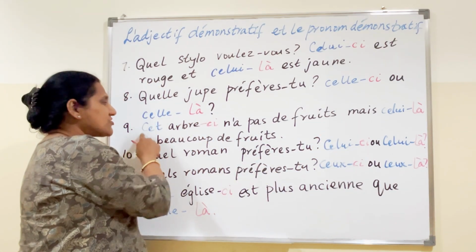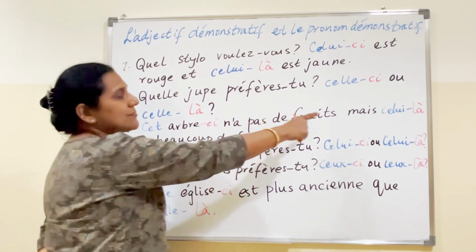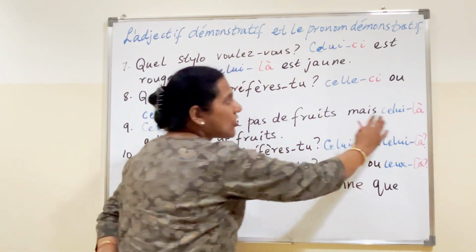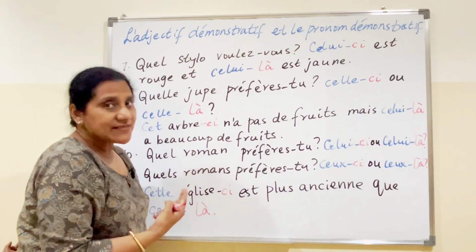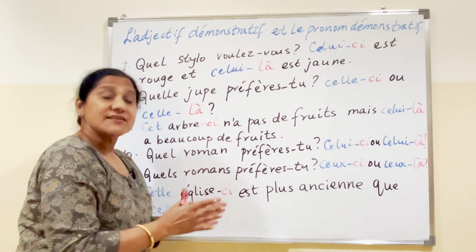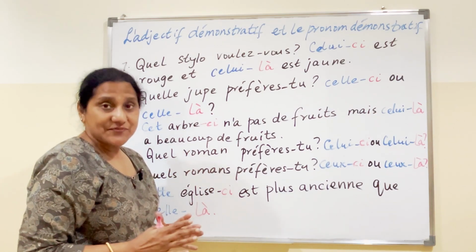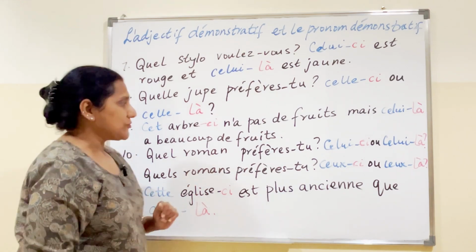Why am I using a demonstrative adjective here? Because it's followed by a noun. Does not have fruits, but the one there has lots of fruits. So because these are not followed, in all the examples here we can see that we have added the suffixes -ci and -là because the demonstrative pronoun is not followed by qui, que, de. And we said demonstrative pronouns cannot stand on their own.